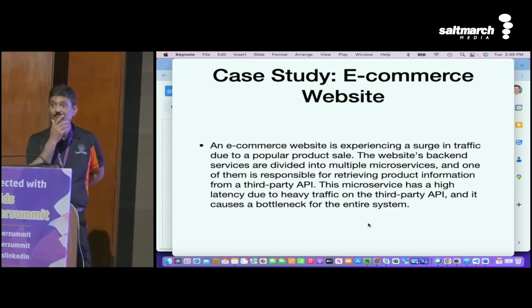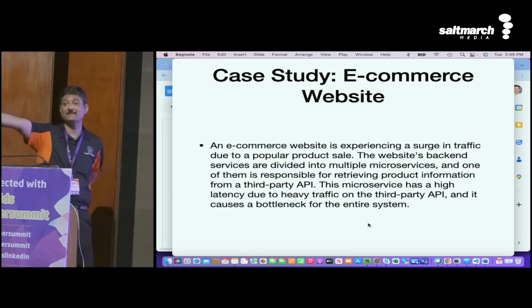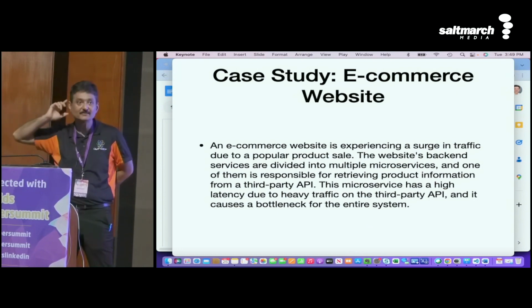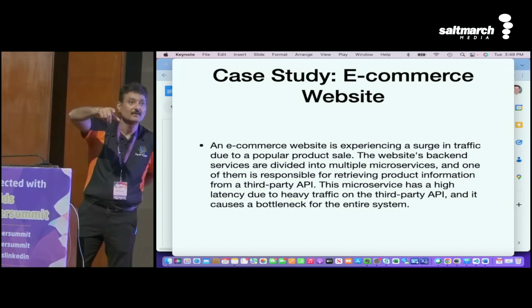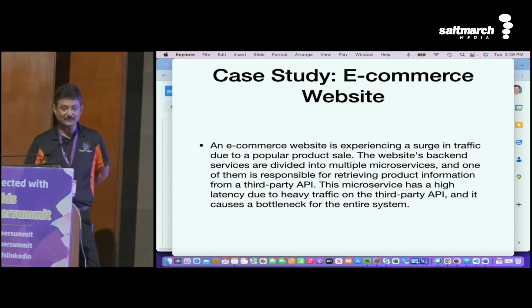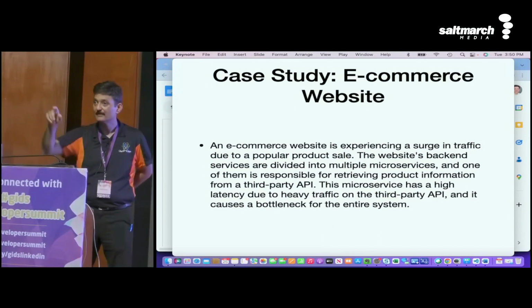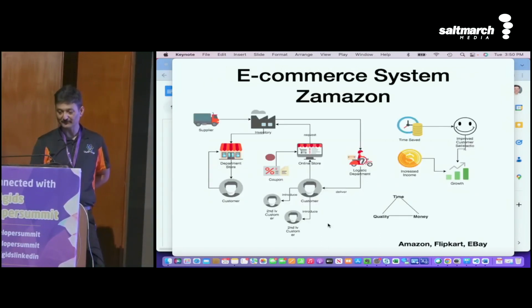What can we do to protect? This is a very typical scenario. Like you're going to call a third-party API. Third-party API is taking a long time to retrieve. Circuit breaker pattern. Yeah, you can apply a circuit breaker pattern here. Caching the response also is something which we can do.